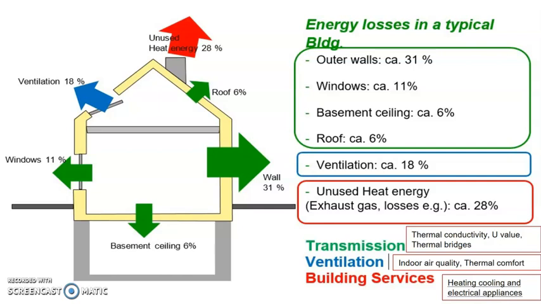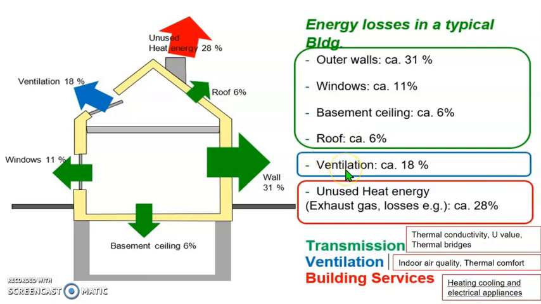And that's quite interesting because we will talk about different ways of that. But let's focus first on the energy losses done by transmission. So these are the four gray areas, green arrows: windows, roof, wall, and the ceiling. Altogether, roughly 60% energy losses there.